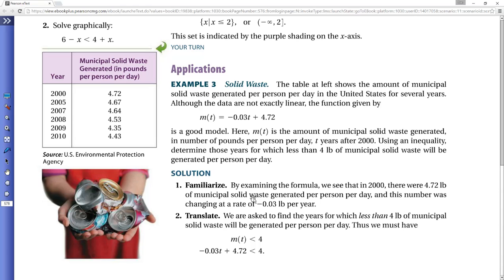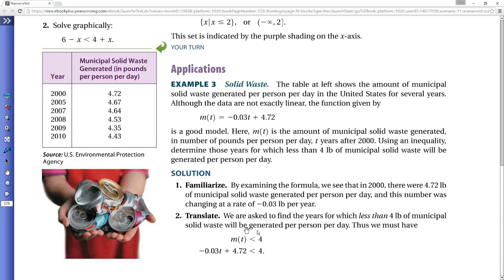He says familiarize yourself with the information. Notice that it starts in 2000 and we get these points. If I had this data I was looking at, these are really things that I can think about graphically by plotting ordered pairs and those kinds of things. And also they did this linear equation right up here for us.